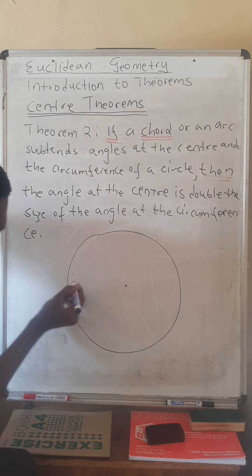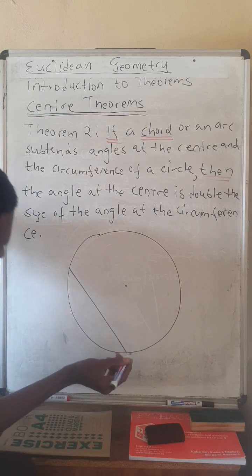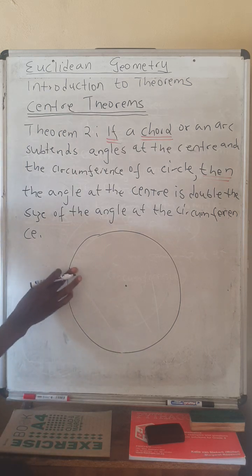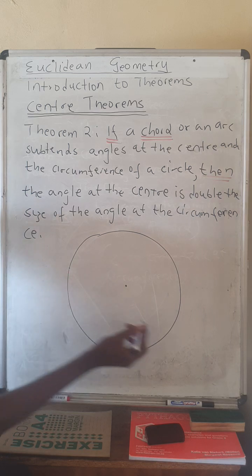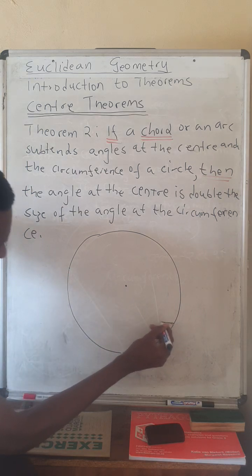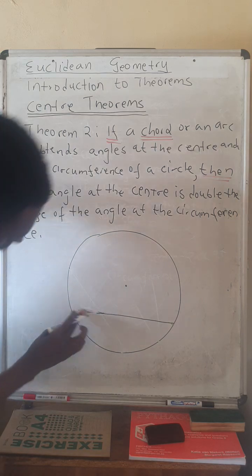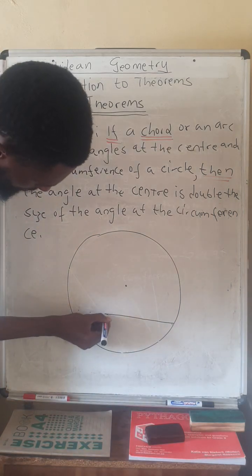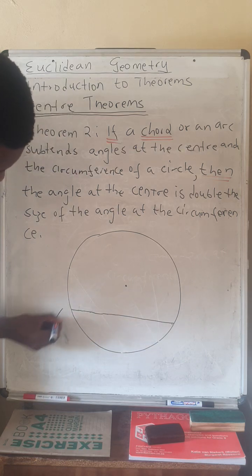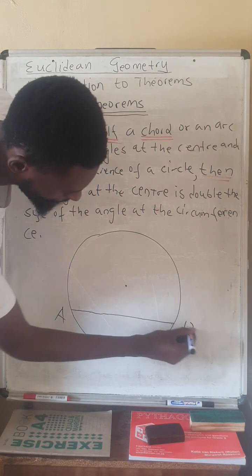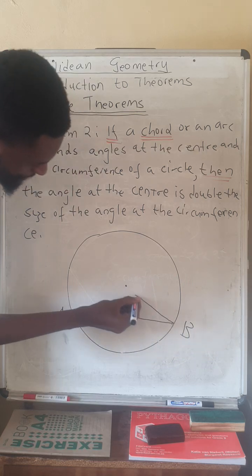You must be very careful. Let us look at this. Let me say this is my chord. Let me draw it this way. It will be easier to explain when it's like this. Let me say this is A, have B here. Then there is an angle here.